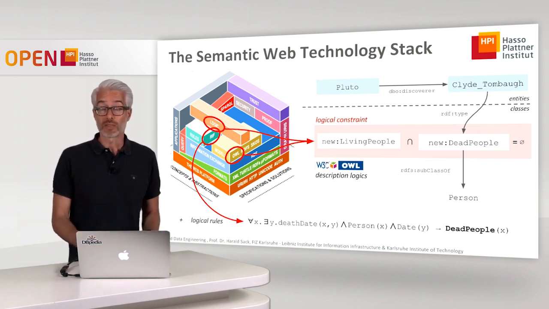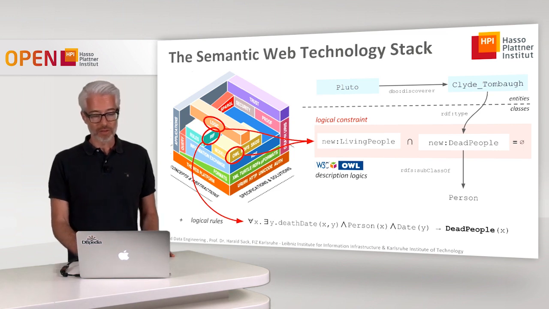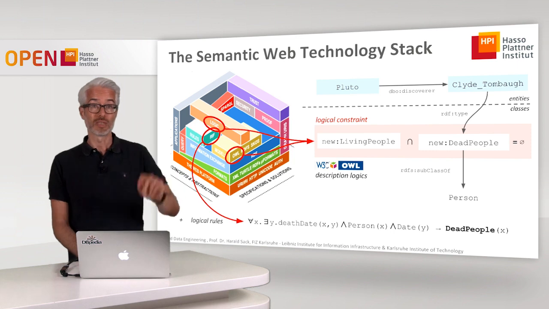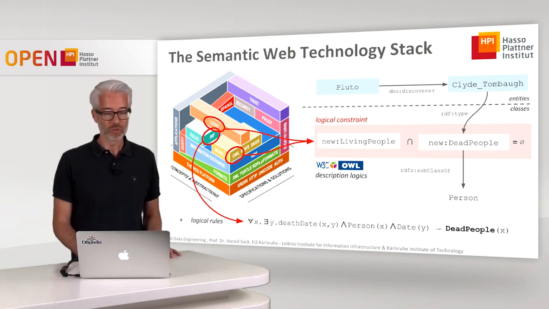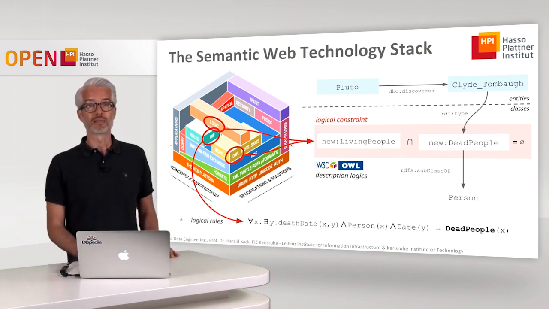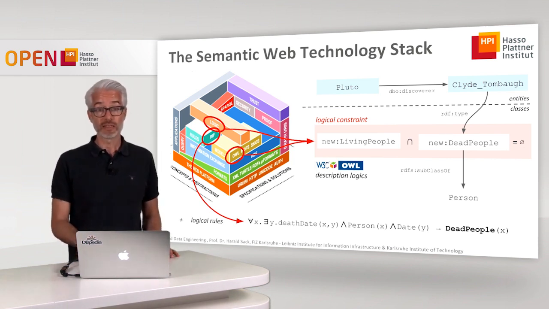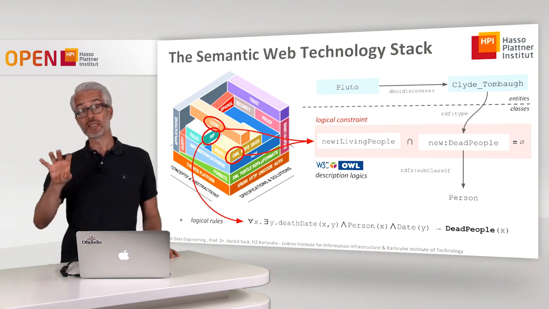And moreover, I can also use rules. So this is also on the fourth layer. It's in green, a little bit below here. You have rules with RIF, and this is the Rule Interchange Format. There you can define logical rules which express even more knowledge.